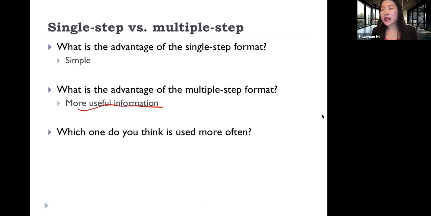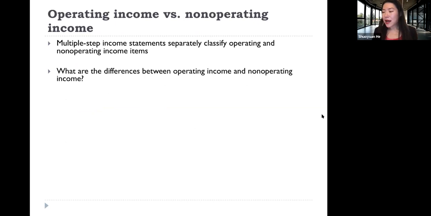And which one do you think is used more often? So the answer is multiple step. Let's look at the multiple step income statement. A multiple step income statement separately classifies operating and non-operating income items. That is one of its characteristics.